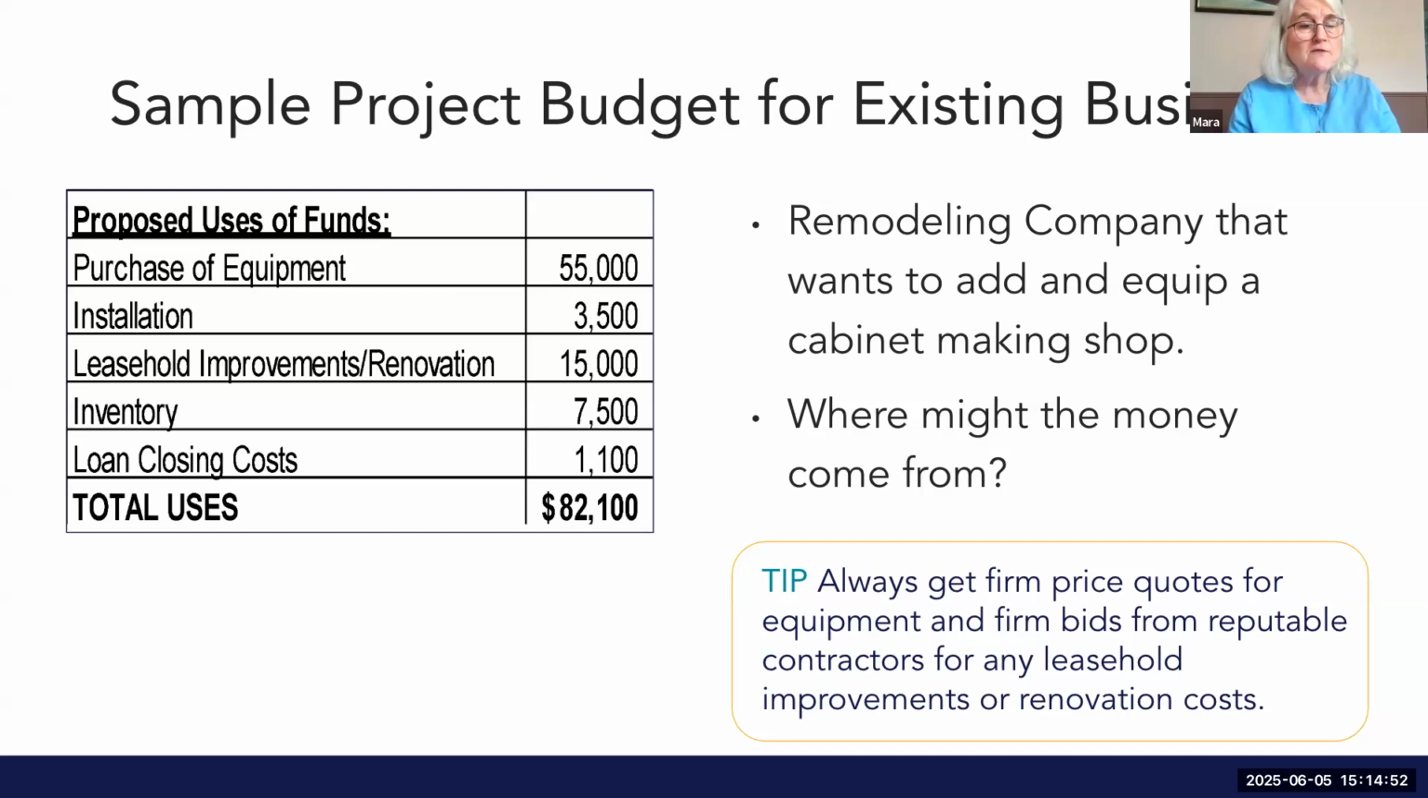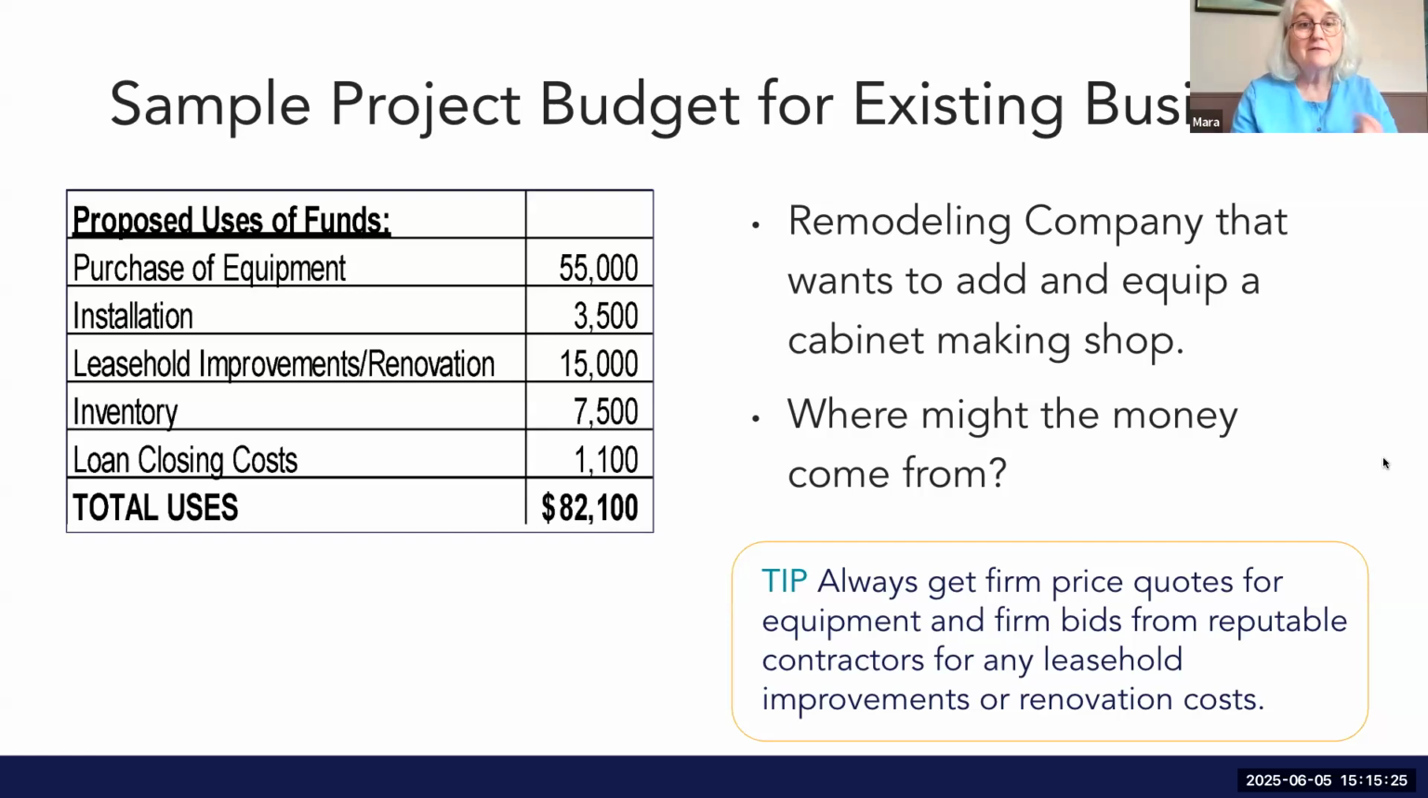Here's what they've done. They've gotten some price quotes and bids, and they found out that they need to purchase about $55,000 of equipment. It's going to take another $3,500 to install some of it. They're going to do a little bit of leasehold improvements for that equipment. They have to add a little bit of additional electricity, maybe move some things around in their building. And if they're adding this cabinet making shop, they're obviously going to need some starting inventory to make the cabinets as they go forward.